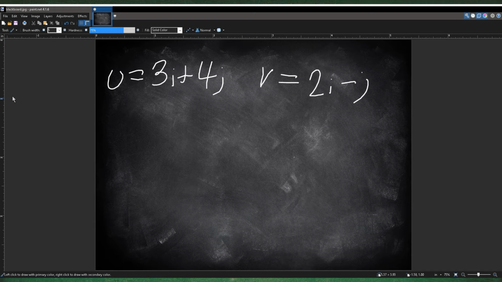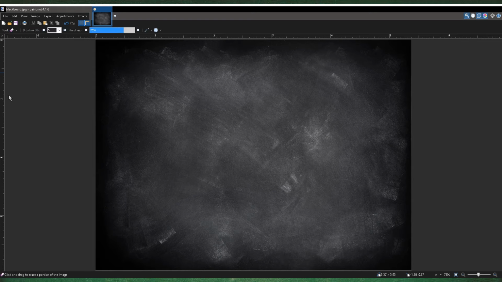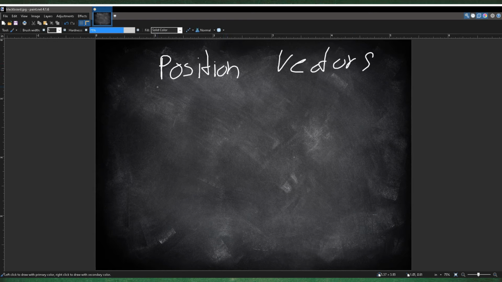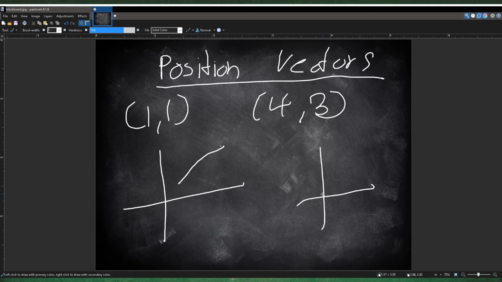So there's also the concept of position vectors. Alright, let me erase everything first. Concept of position vectors. Let's say you have 2 points, right? We have 1, 1 and 4, 3. Basically, if you're going to draw a line to it, you have 1, 1, right? And then you have 4, 3 right here, and you draw a line. A position vector is basically this line, but now it's going to start at the origin. That's what a position vector is.